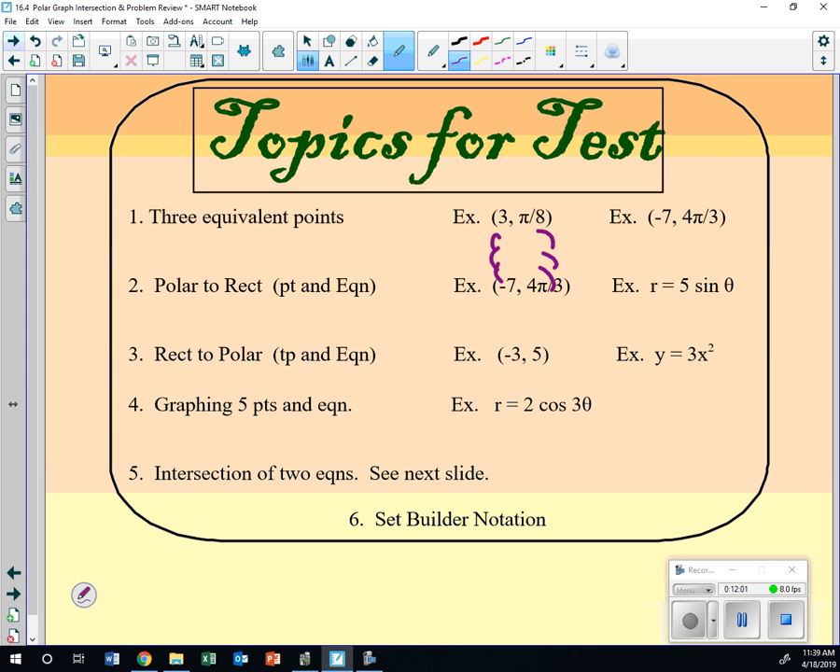You change it to r theta. X and y in the equation go to r theta. And all the formulas will be up there for you. Graphing, I'm going to ask you to plot points and find points from a formula, simple, without a calculator. We did the intersection. You'll have one of those. And set builder, there may be one of those. That's what the test is.